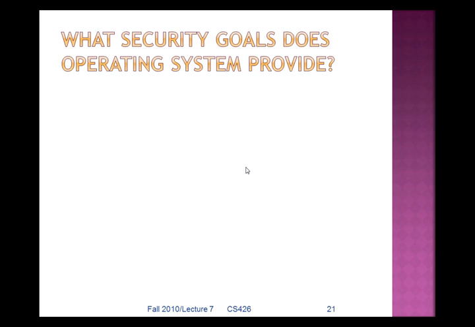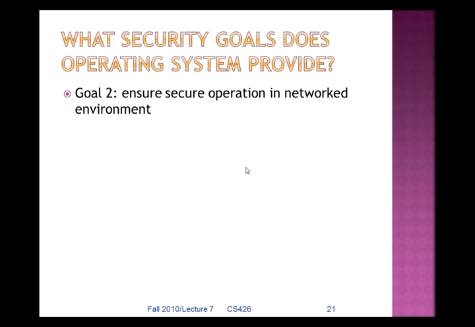How to achieve this? Memory protection, processor modes, user authentication, file access control. The next goal is to ensure secure operation in network operation. A network means a collection of computers. Suppose there are 5 computers connected with each other. That makes a network. So it is the main goal of the operating system to ensure secure operation within the network.